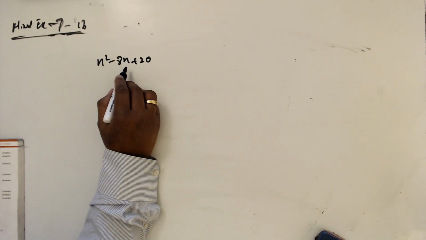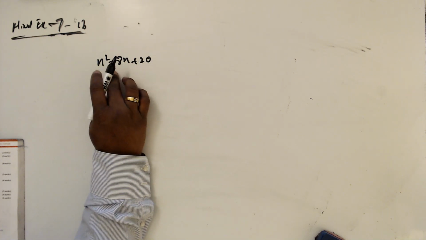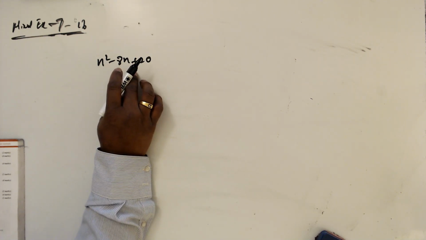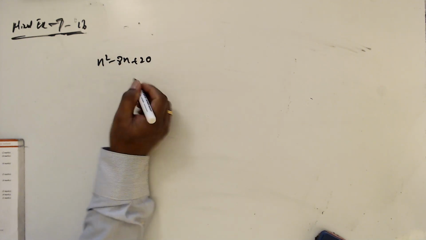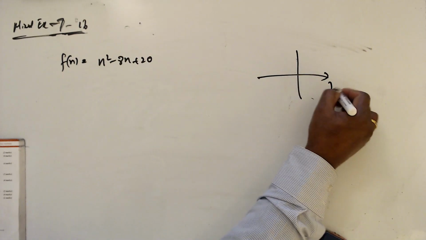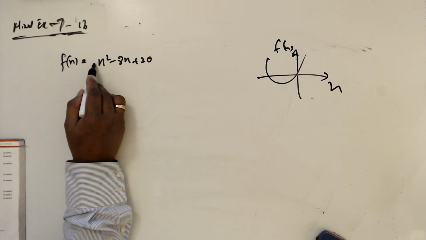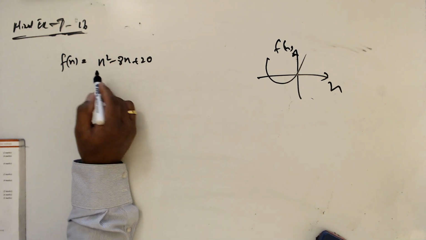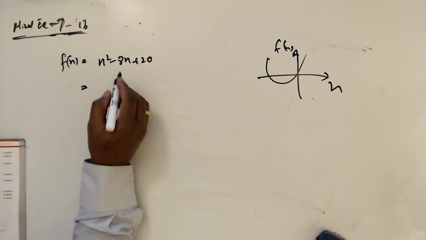We want to show that for all values of n, this is positive. So I will take this as Fn, then graph n against Fn. Because a equals 1, it should have a minimum, and let's complete the square and see.